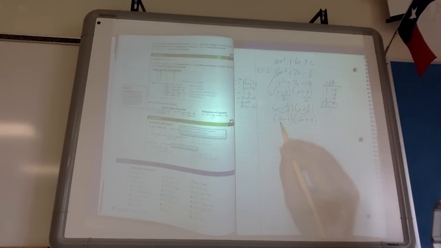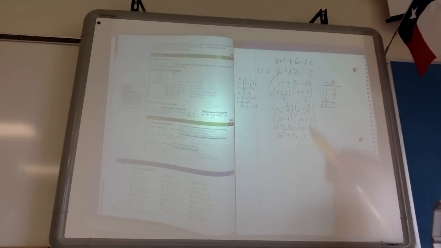Let's check. First terms, 3x times 2x is 6x squared. Outer, 3x times positive 3 is positive 9x. Inner, negative 1 times 2x is negative 2x. Last, negative 1 times positive 3 is negative 3. There are my like terms with the same last name, so I combine them. I have 6x squared, didn't have a like term, it stays there. Plus 9x minus 2x is plus 7x, and my constant is minus 3.